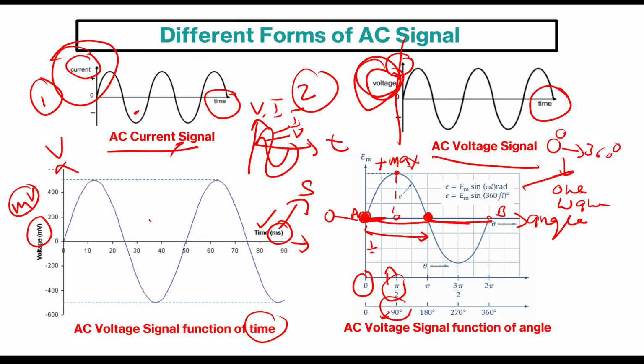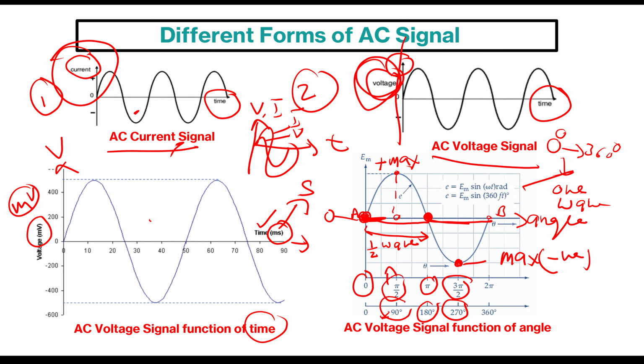From here to here, this is the half cycle, or a half wave. So the angle of the half wave is pi, which means 180 degrees. After that, the signal goes down to the negative side, and this is the maximum. This maximum is in the negative side, so this is equal to 270 degrees, or in radians, 3 pi by 2.